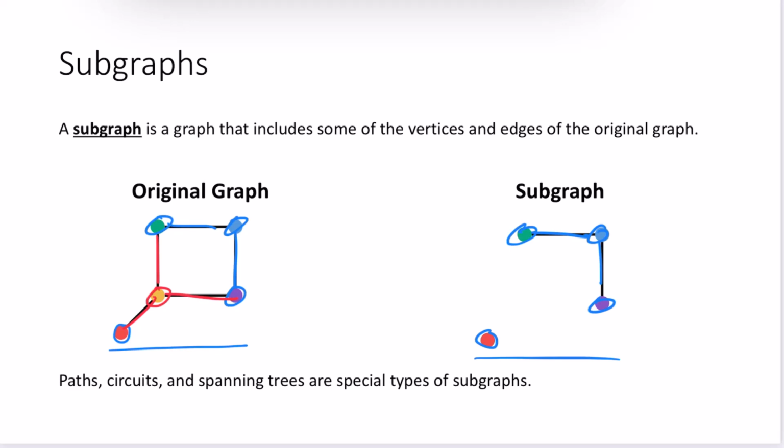So there's 3 special types of subgraphs we're going to be studying more in later videos, and those are called paths, circuits, and spanning trees. So we'll learn more about those in later videos, but this is just kind of a heads up of what a subgraph is, and then we'll look at those special types a little bit later.